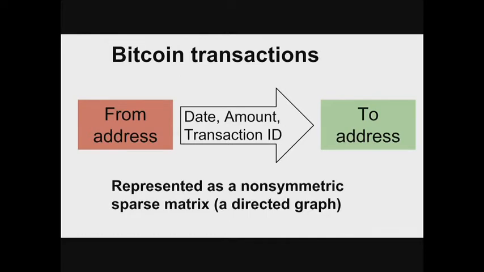A particularly interesting graph that I've been looking at are the Bitcoin transactions. This slide represents a big simplification of what's really going on in the blockchain. But essentially a transaction consists of an exchange of Bitcoins from an address to another address. And that can be represented as a directed graph, which in SciDB would be a sparse matrix. It's not that big of a matrix for our scale, but we'll look at an example result in a moment.